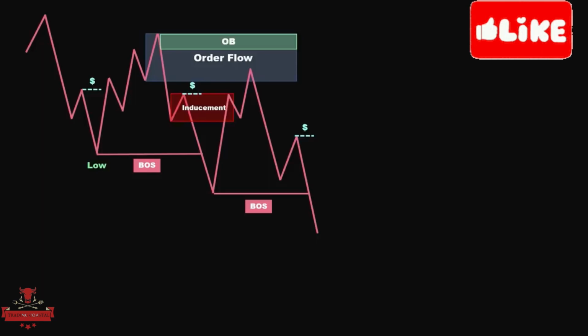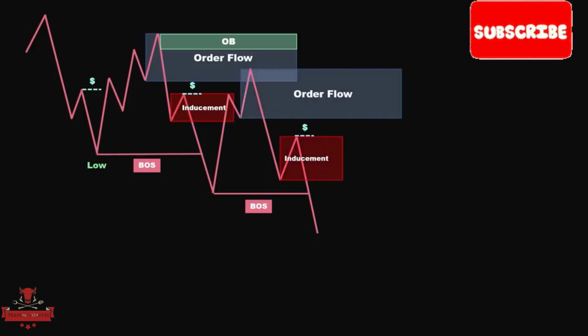Once again, we have an order flow zone here. This particular zone represents the last moment of buying before the price drops and created a BOS. At the extreme of the order flow zone, we have an order block. So, this scenario highlights the fact that price tends to respect the order flow zone more than order blocks.